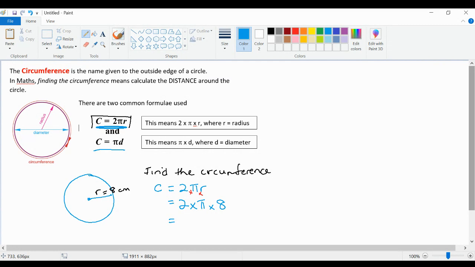And if you do that, you should end up getting 50.2654. And there's a whole lot of digits. The question is, what do you do? Well, you should round it. I'm going to just round to 2 decimal places. So 50.2, and because I'm going to chop the number off there, I'm going to make that a 7, and it's in centimeters. It's the distance around the outside.